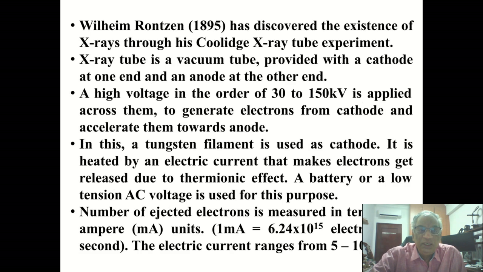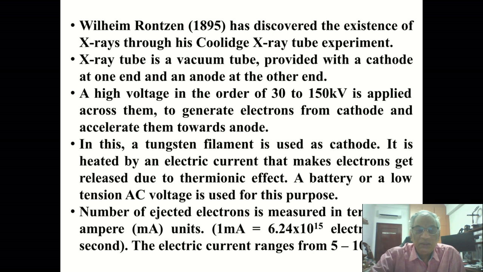Wilhelm Röntgen in 1895 discovered the existence of X-rays while doing experiments in his X-ray tube. The X-ray tube is a vacuum tube provided with a cathode at one end and an anode at the other end. The cathode is connected to the negative terminal and the anode to the positive terminal. A high voltage, in the order of 30 to 150 kilovolts, is applied across them to generate electrons from the cathode and accelerate them towards the anode.